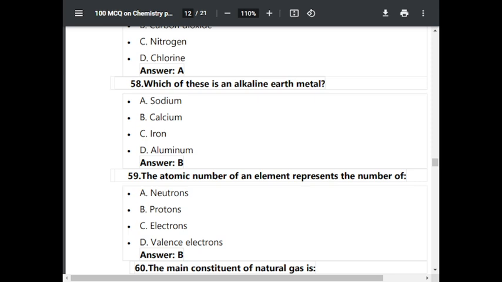Question number 59. The atomic number of an element represents the number of. Option A, neutrons. Option B, protons. Option C, electrons. Option D, valence electron. The correct answer is B, protons. The atomic number of an element represents the number of protons.